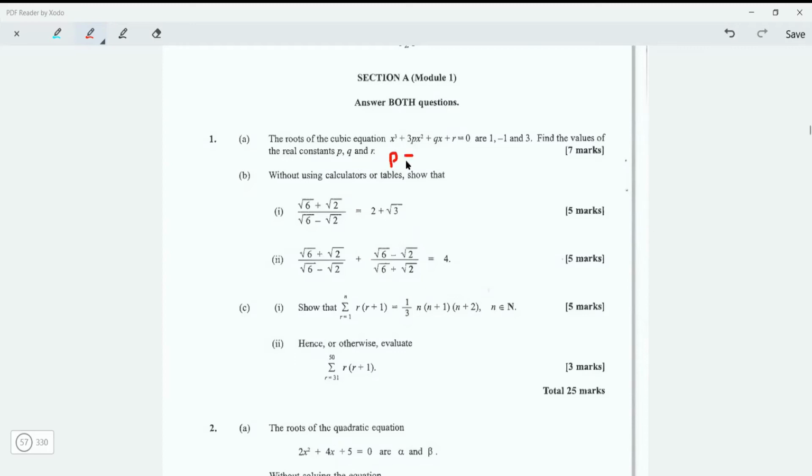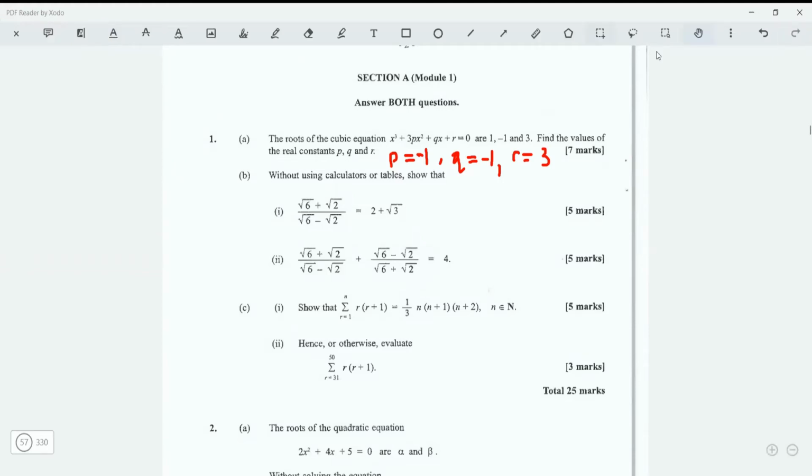So we did the first part, remember, and we got p equal to -1, q equal to -1, and r equal to 3. And now we're going to do this part, which is surds, easy. So for part 2, we have the root of 6 plus the root of 2, and that is being divided by √6 minus √2.